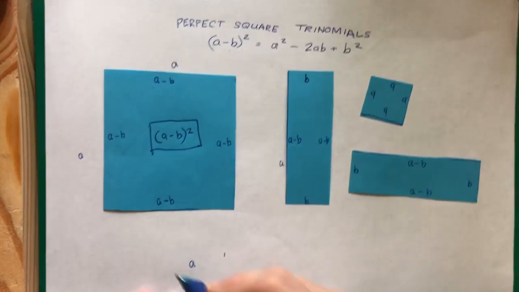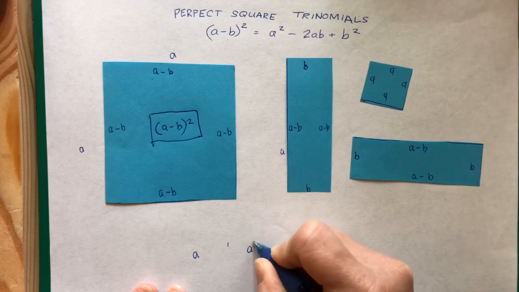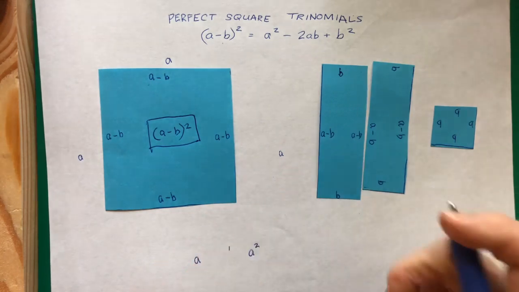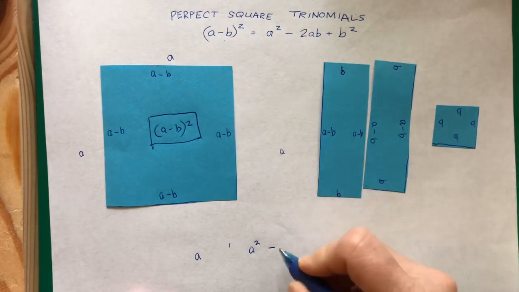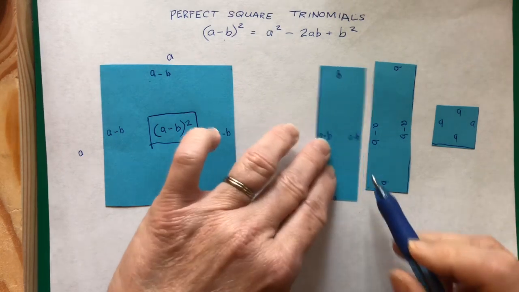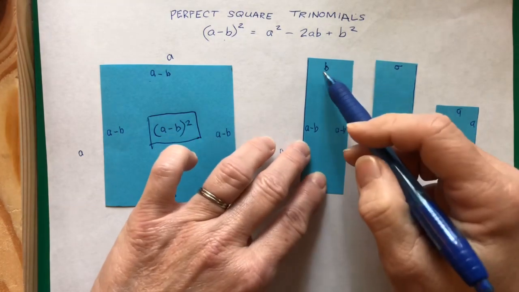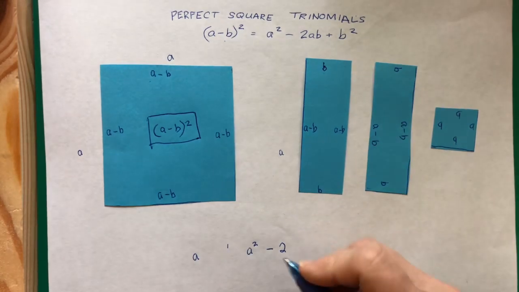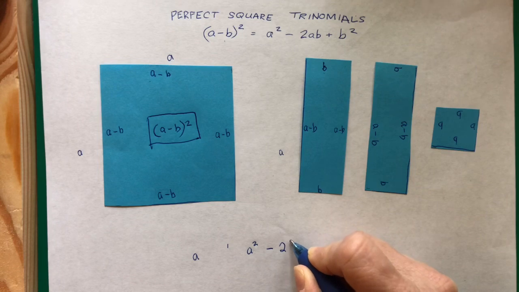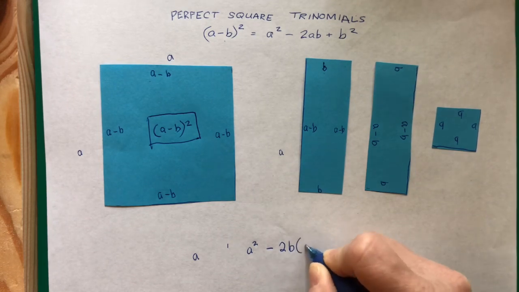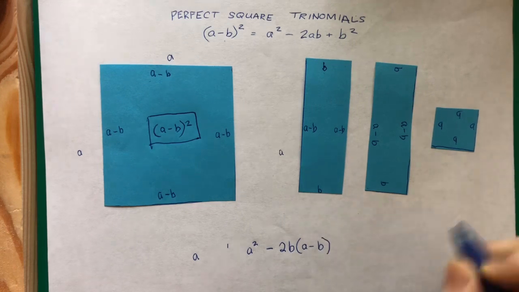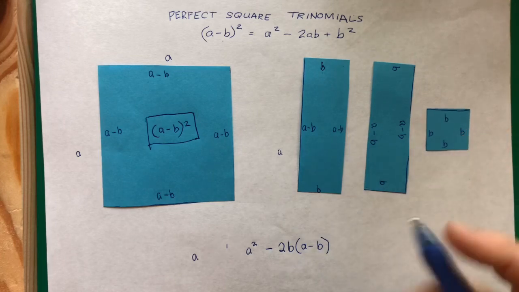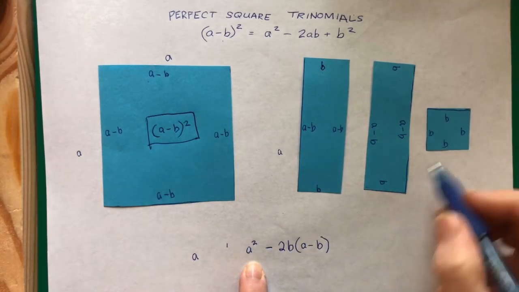So what did we start with? We started with something that was a squared. And then we're going to subtract out these pieces. So we're going to subtract two of these. Now what is the area of this? The area of this is b times a minus b. What's the area of that one? Same thing. So it's going to be 2 times b times a minus b. And then this is b squared. So we took these pieces away and we took this piece away.